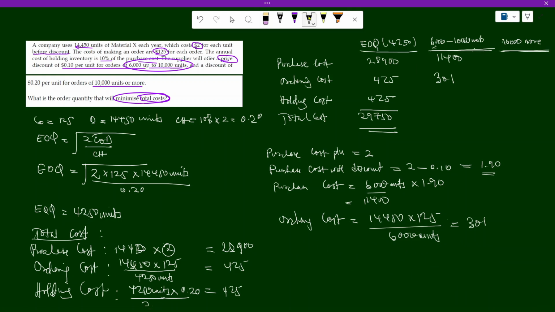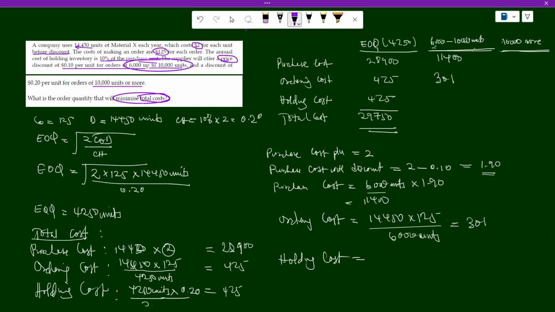So the holding cost is equal to... Now look, the holding cost given in the question says that the holding cost is 10% of the purchase cost.